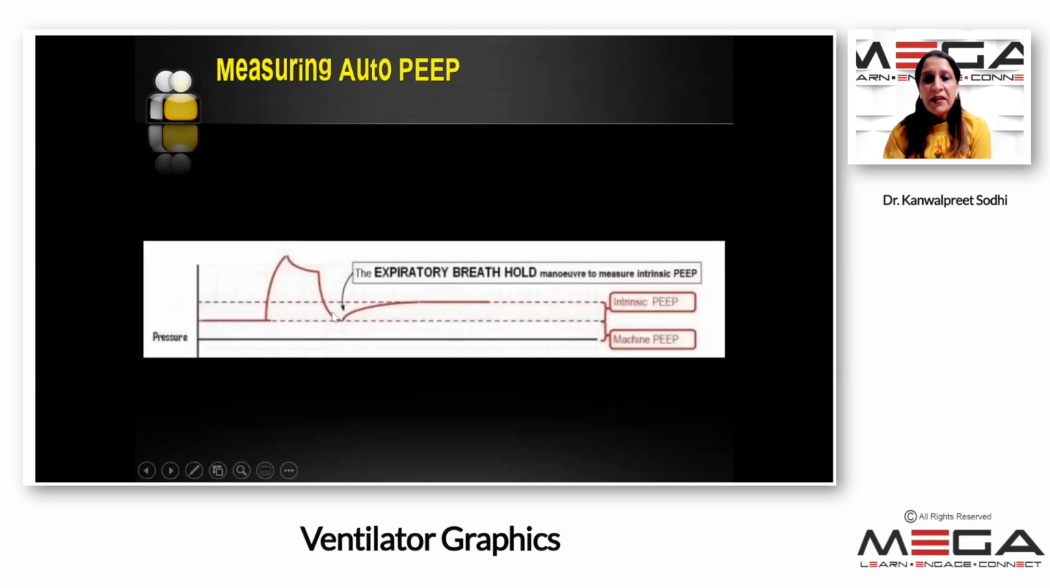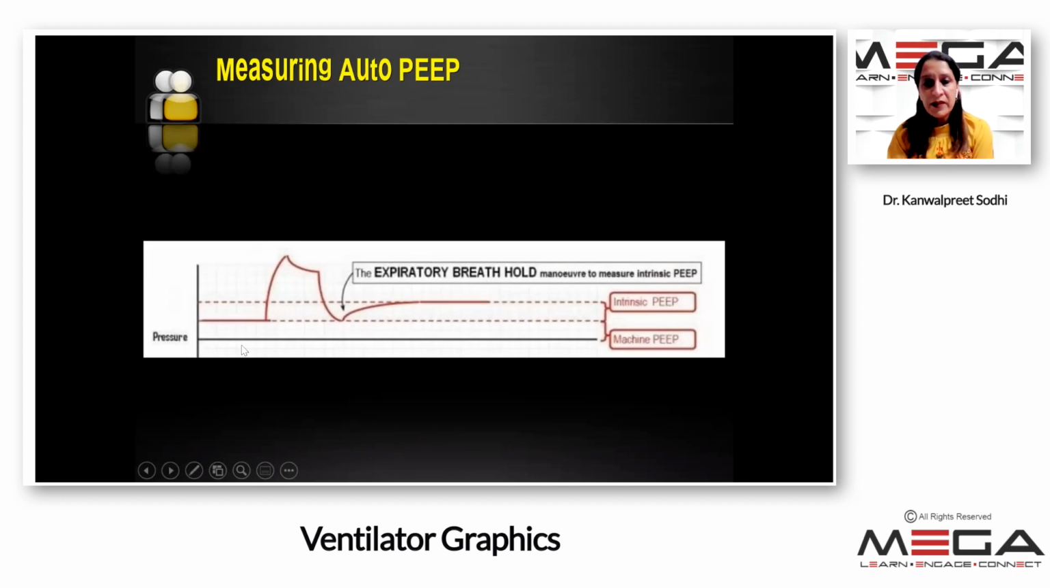Then the pressure time graph can also be used to measure the auto PEEP. Once we apply the expiratory breath hold at the end of expiration, if this line is not on the baseline, this implies that there is a component of auto PEEP in our patient.